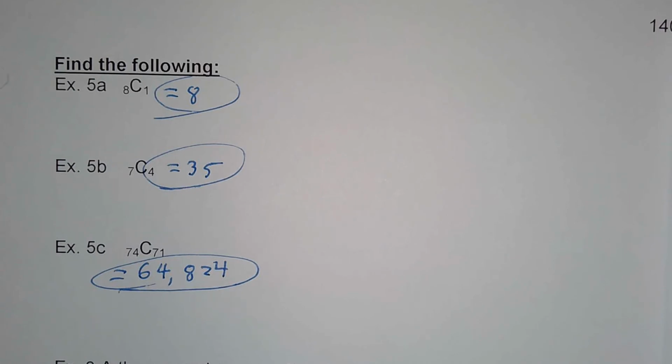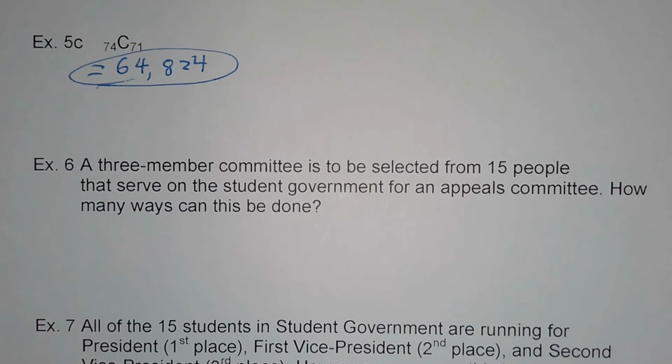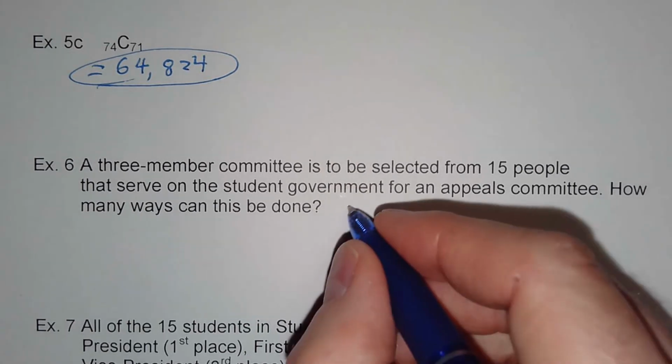Alright, so let's revisit the problems from the previous page. We're going to add some more information so we can do them now. A 3-member committee is to be selected from 15 people that serve on a student government appeals committee. How many ways can this be done? So again, ask yourself, does order make a difference? Here, no. So this is going to be a combination.